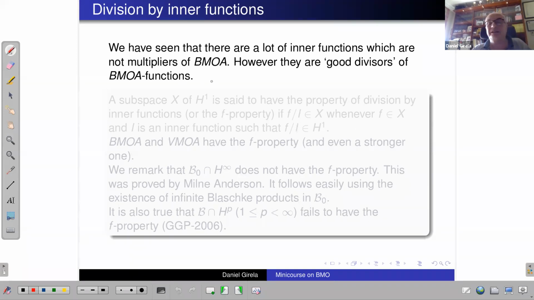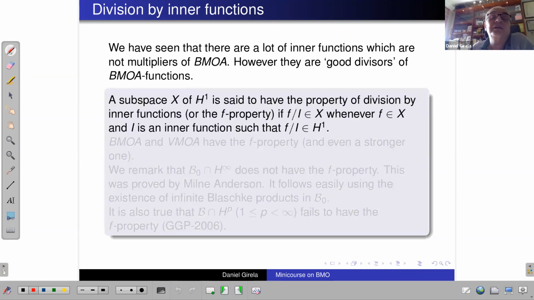Let me explain a little bit and introduce the terminology. In general, a space X of H1 is said to have the property of division by inner functions, also called the F property, if whenever we have a function f in X and an inner function I such that when we divide f by I we are in H1, then actually we lie in X. So if a function can be divided by an inner function within H1, then it can be divided by that inner function within X.